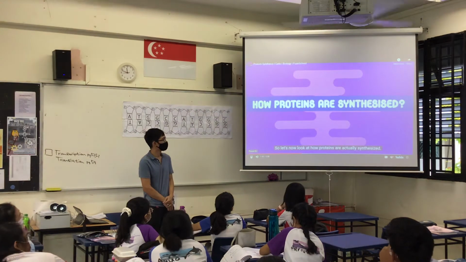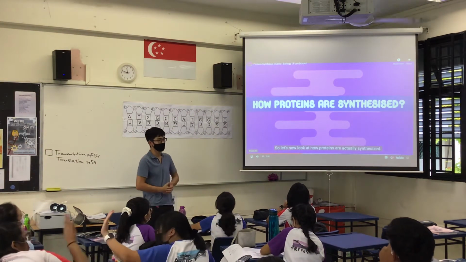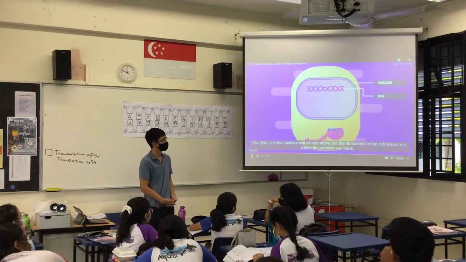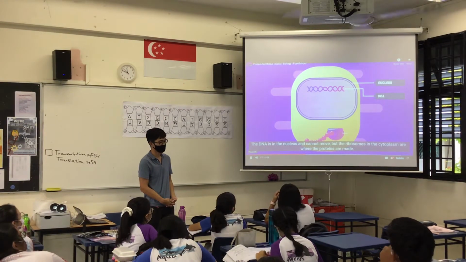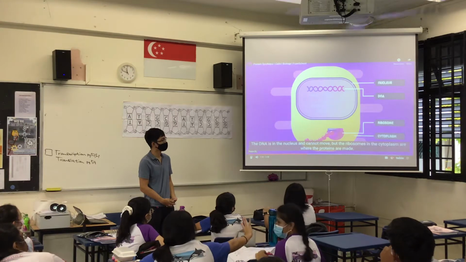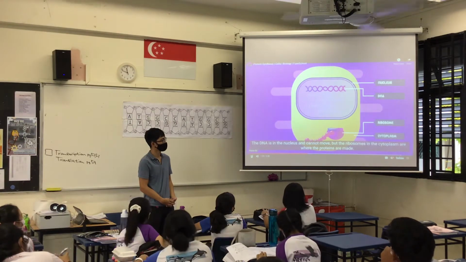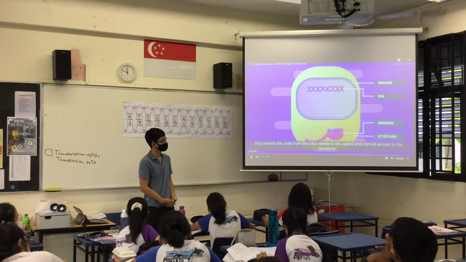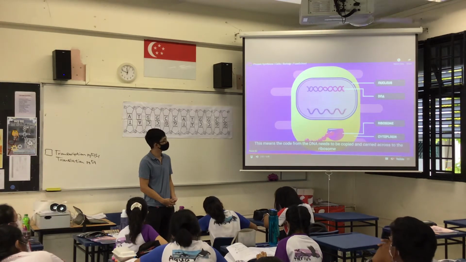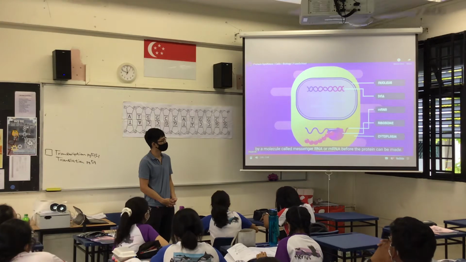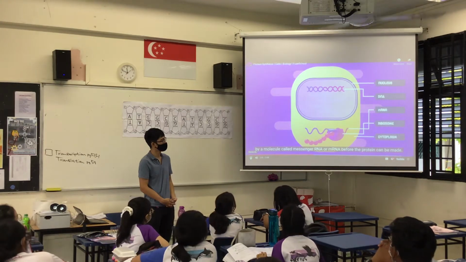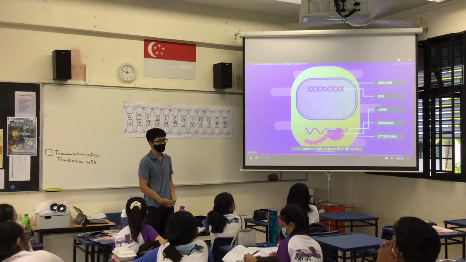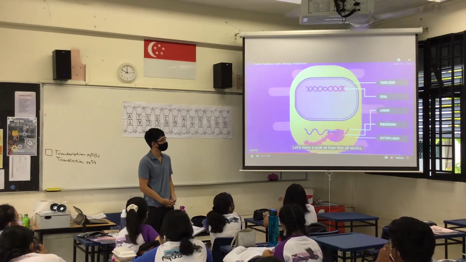So let's now look at how proteins are synthesized. Let's look at transcription and translation. The DNA is in the nucleus and cannot move, but the ribosomes in the cytoplasm are where the proteins are made. This means the code from the DNA needs to be copied and carried across to the ribosome by a molecule called messenger RNA, or mRNA, before the protein can be made. Let's have a look at how all this works.